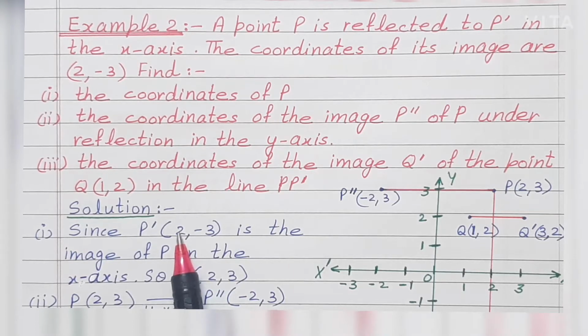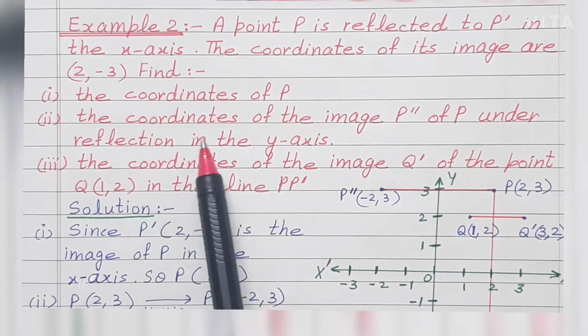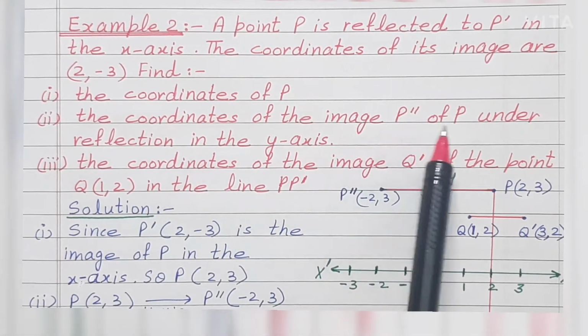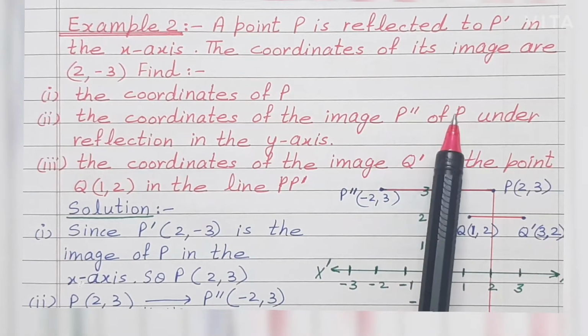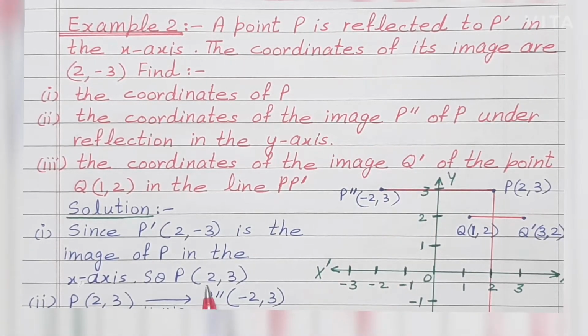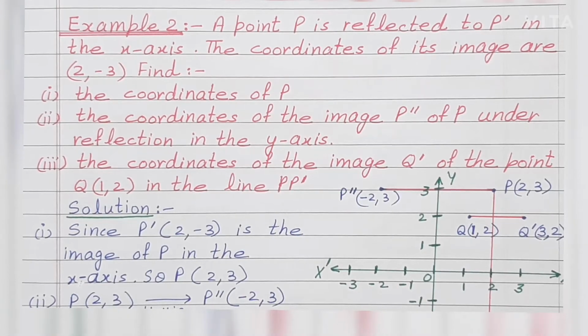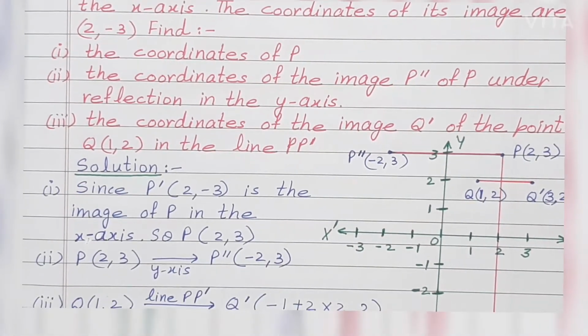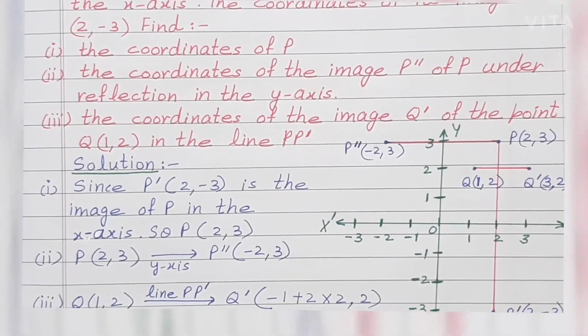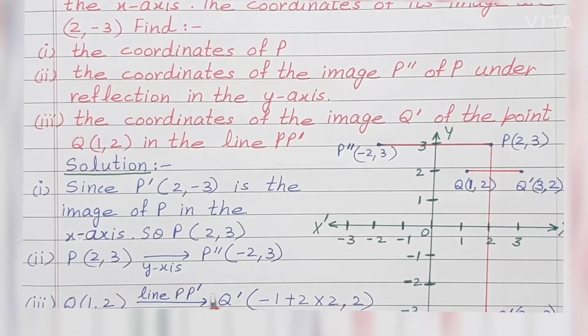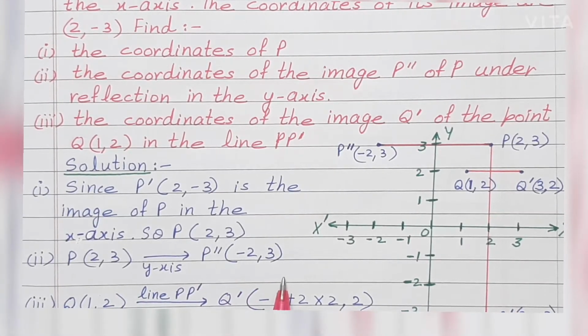Clear? Now the second part is the coordinates of image P double dash of P. Now we have to reflect P, that is (2, 3), under y-axis. So when you reflect P under y-axis, then what will happen? It will become (-2, 3).